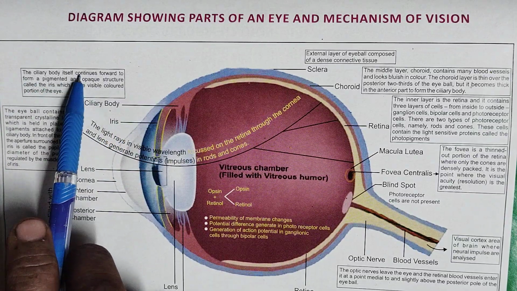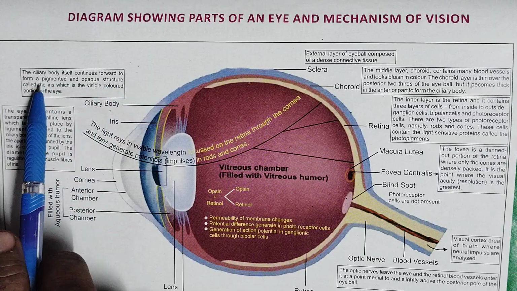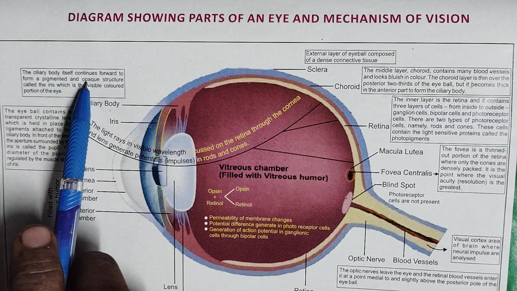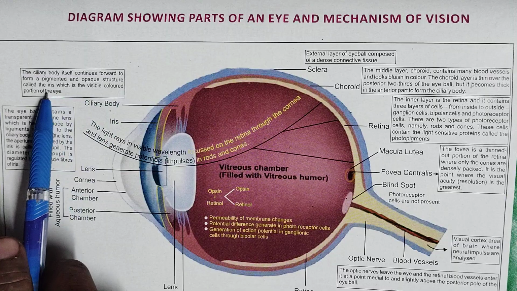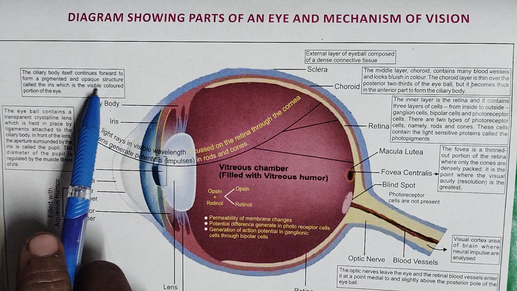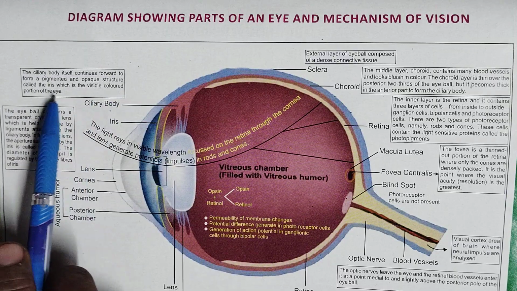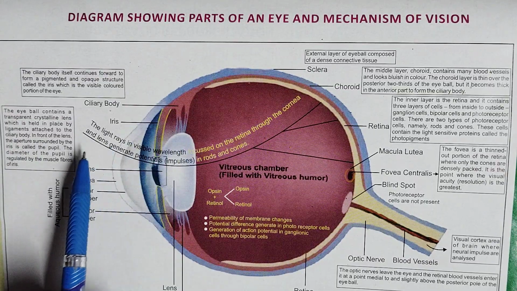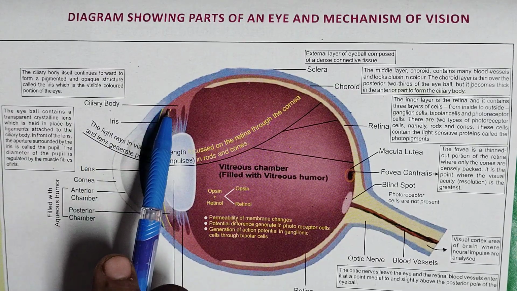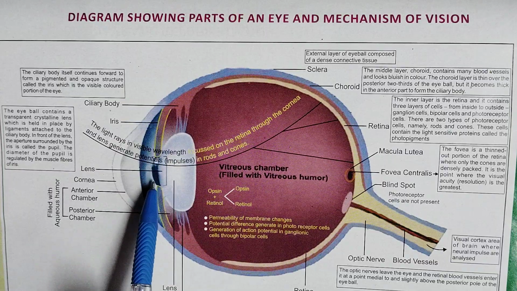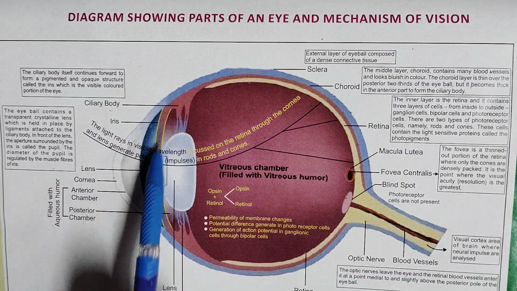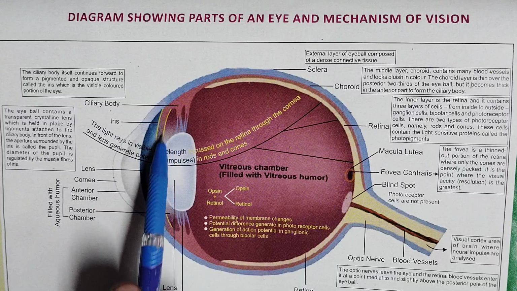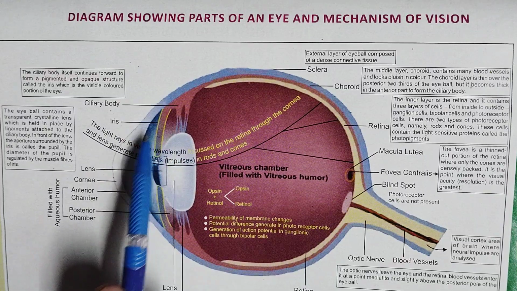The ciliary body itself continues forward to form a pigmented and opaque structure called the iris, which is the visible colored portion of the eye. This is the ciliary body. Now this one is the iris. At top and bottom, both are iris.